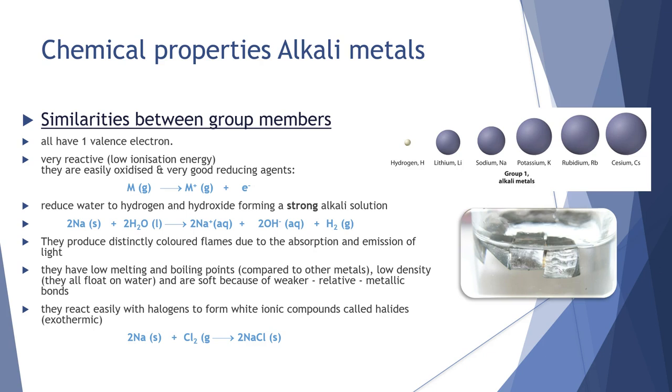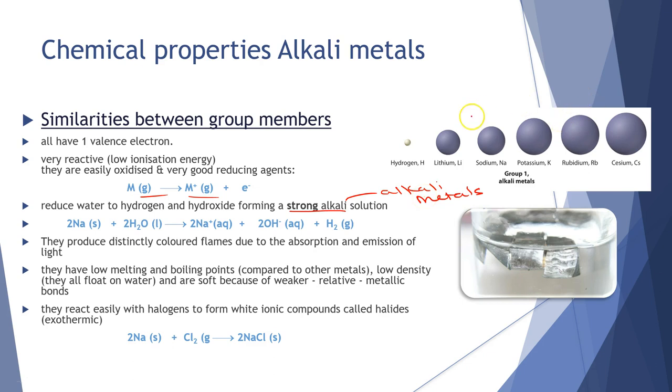Okay, so they have a low ionization energy, they're easily oxidized and form very good reducing agents, terms that will make more sense as we move into redox later this year. But essentially, a metal will form a cation plus an electron. This is our ionization energy. Okay, and then they will also reduce water to form hydroxide, forming a strong alkali solution, hence why they are called alkali metals, and alkali earth metals for group 2.